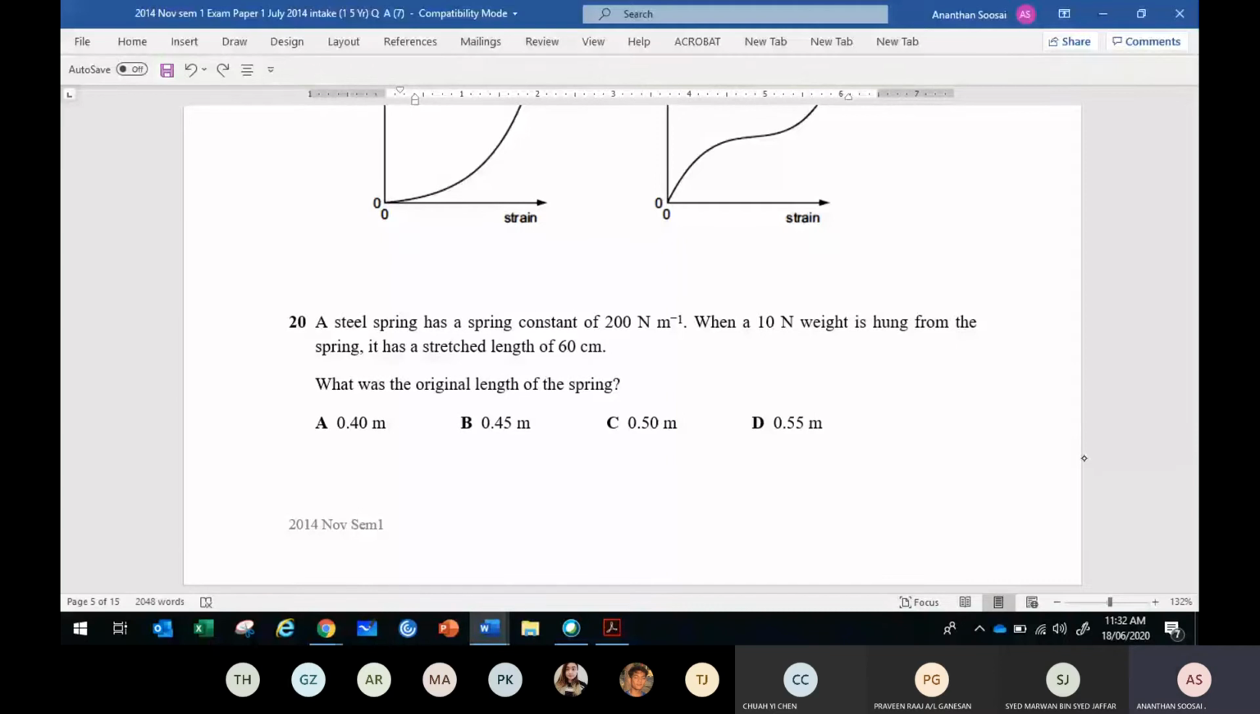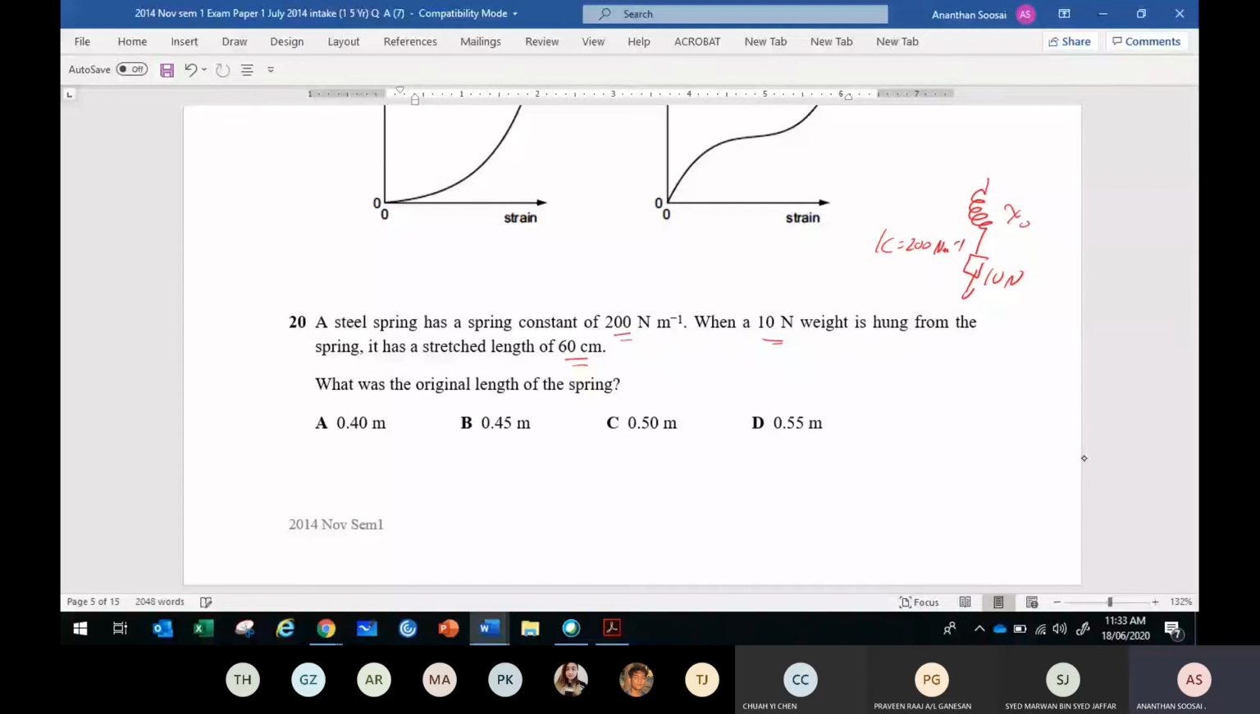A steel spring has a spring constant of 200 Newton. When 10 Newton of weight is hung from the spring, it has stretched for an extension of 60 centimeter. So, what was the original length of the spring? Original length of the spring. Okay, so spring. We don't know the original length, so I put X naught. The force applied down is 10 Newton, and the K is 200 Newton per meter.